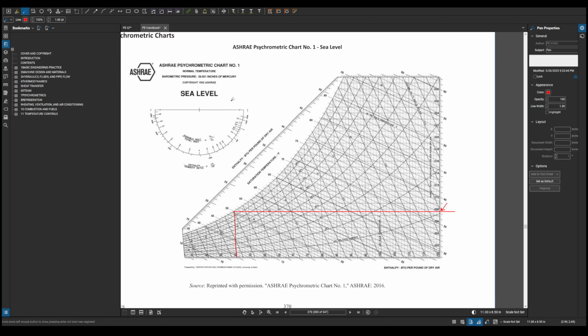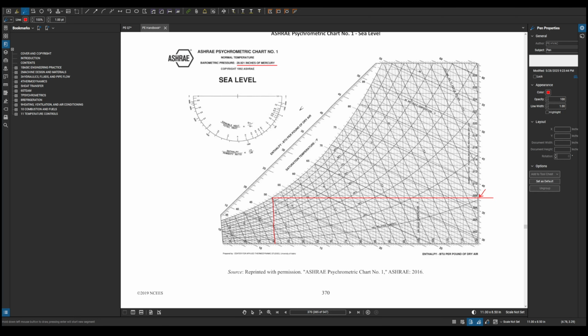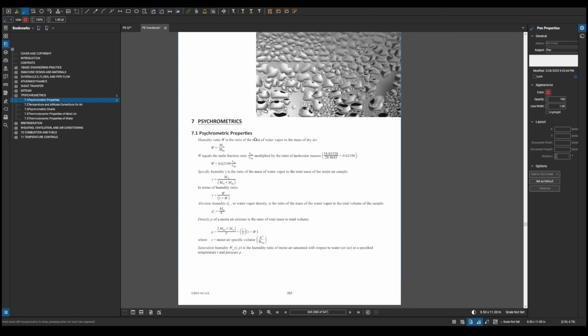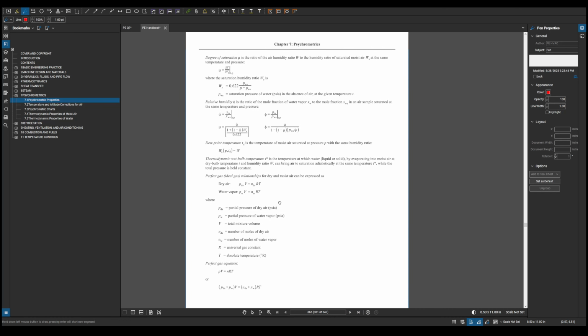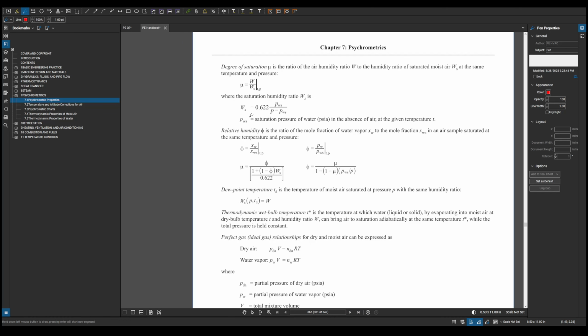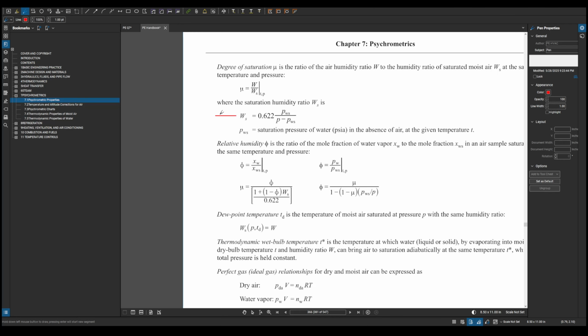However, our question is not at atmospheric pressure. It's at some pressure higher than atmosphere. So we can't use this chart. Instead, we need to use an equation. So if we go to our psychrometric properties, there's an equation in here that we can use. It's this guy here, saturation humidity ratio.